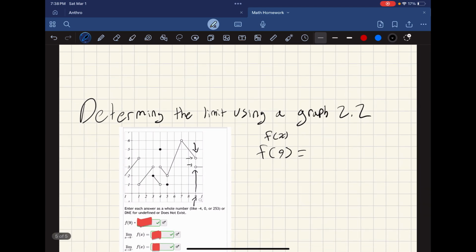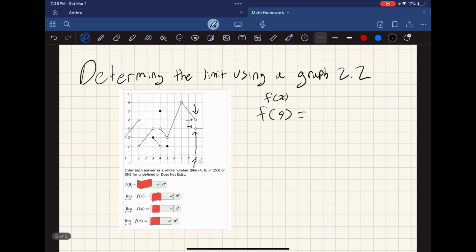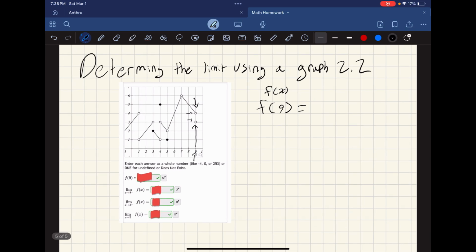In this case, both lines are not touching, and we don't have a closed circle like this one as well. Since there is nothing there, neither of these points are meeting, nor is there a closed circle, the answer is going to be 9. I mean, sorry, not 9. It's going to be does not exist.